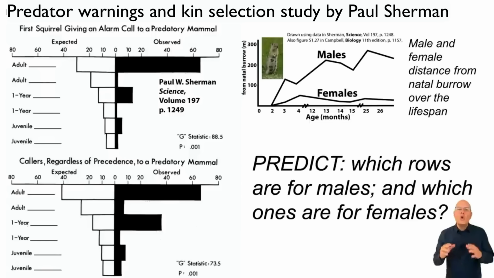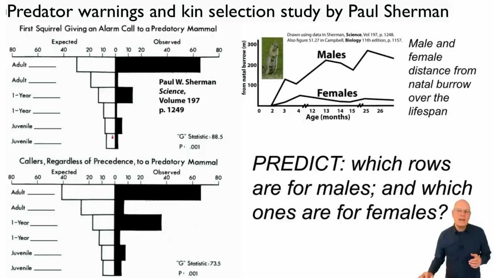Sherman's key move was to observe these ground squirrels and then to classify who was calling based on 2 characteristics: the age class, whether they were juveniles, 1-year-olds, or adults, and then their sex. I've labeled the age class, but I haven't labeled the sex, male or female. Here's how to read this.